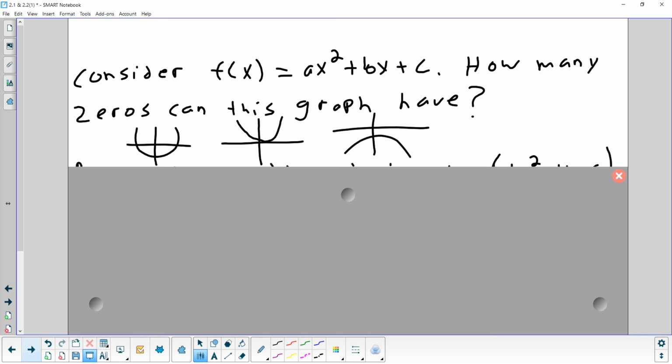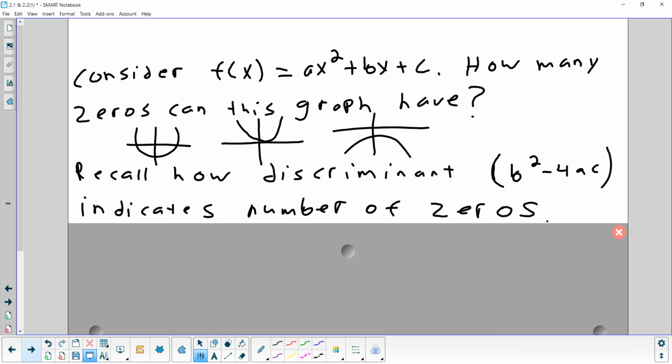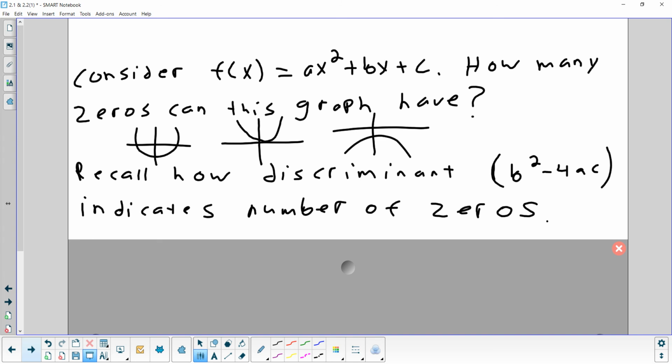Or you could have none if it was a parabola, right side up or upside down, that never crosses the axis. So any one of those situations can happen. And we talked about this last week. A quick way to tell how many times a quadratic equation crosses the x-axis: look at those 3 numbers, and do this calculation, b squared minus 4ac. There are 3 different results you can get. b squared minus 4ac can come out negative, can come out 0, or it can come out positive.